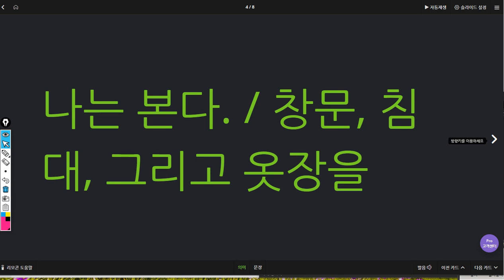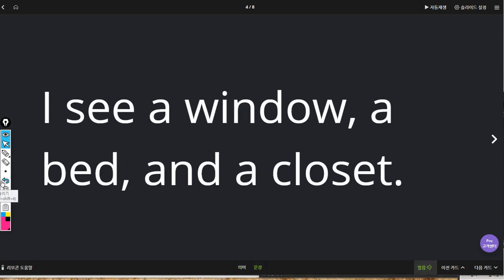오케이. 그래서 나는 창문, 침대, 그리고 옷장을 본다. I see a window, a bed, and a closet. Closet. 오케이. I see a window, a bed, and a closet. 그래서 몇 가지 소리? Window는 쉽지. I see a window, a bed, and a closet.